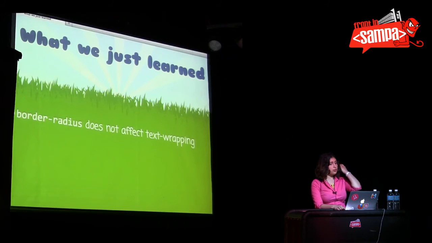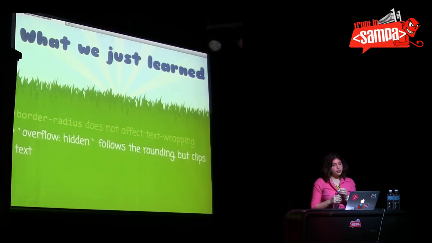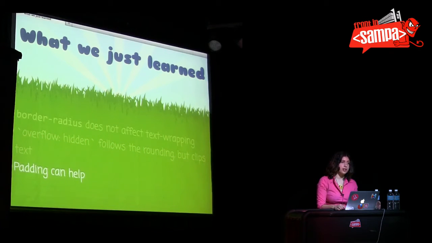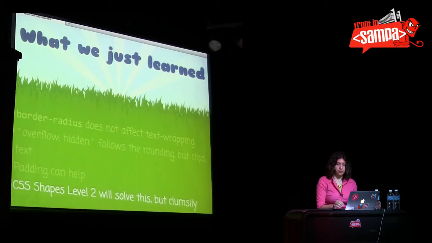So border radius does not affect text wrapping, unfortunately. I don't know why they did that. Probably because it's easier for browsers. Overflow hidden follows the rounding, kind of, but clips text, so useless. Padding can help when you have small radii. And CSS shapes level 2 will solve this, but clumsily. As you saw, the syntax is horrible, and you need to specify the radius twice, and you need to make calculations on your own, but it's something.